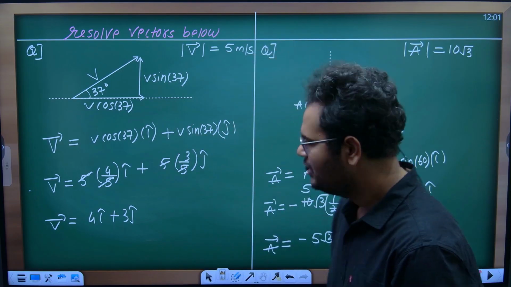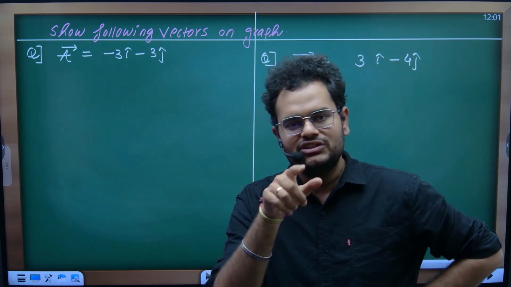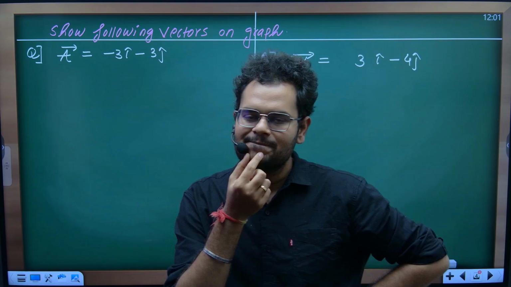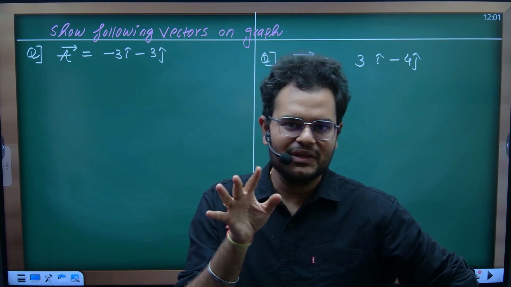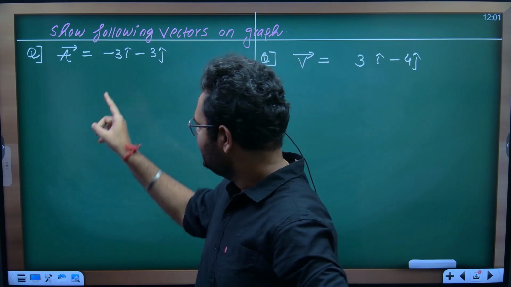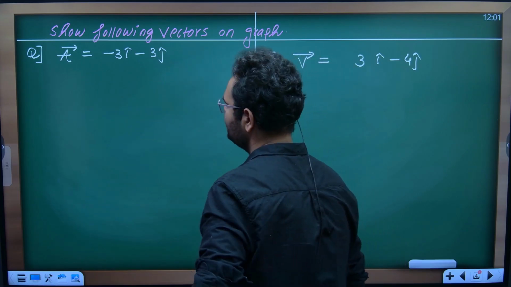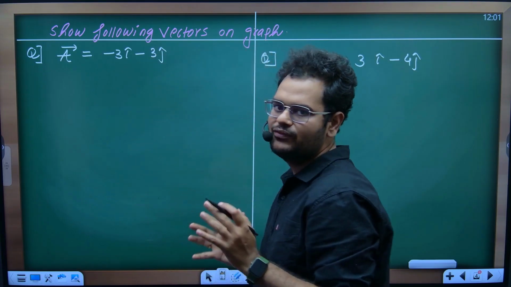Are you getting it? Sir, but if children are given, can we find mother? Can we find what angle mother is making with x and y axis? Yes, definitely. That's the example we are going to follow. Here, children are given. What are the children? Minus 3 i and minus 3 j. First, what we will do is show the following vectors on the graph, and do a detailed analysis.